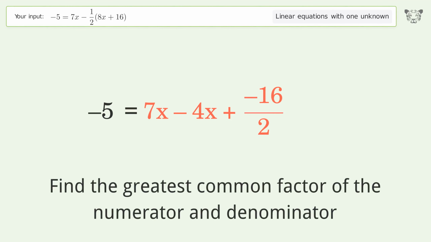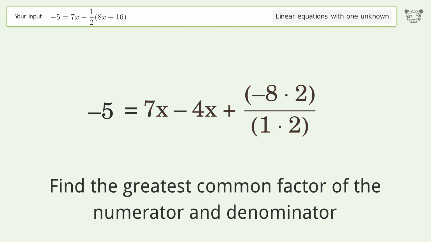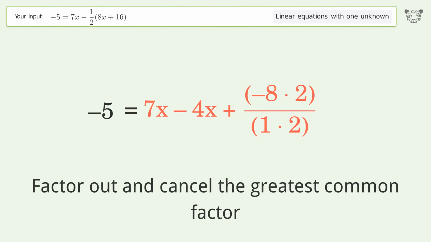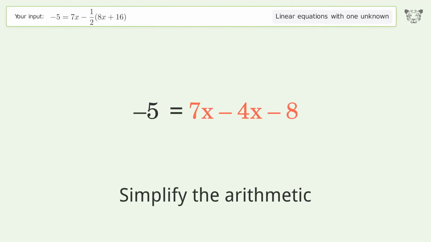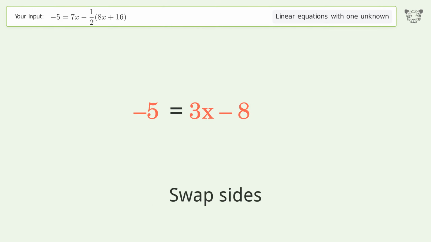Find the greatest common factor of the numerator and denominator. Factor out and cancel the greatest common factor. Simplify the arithmetic. Swap sides.